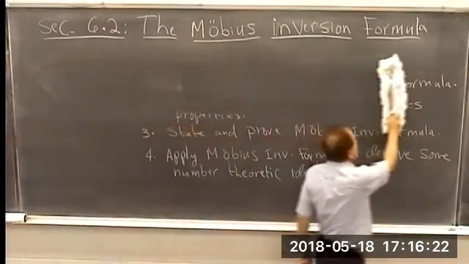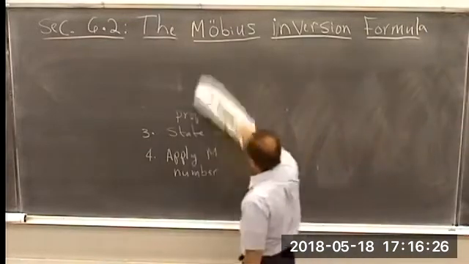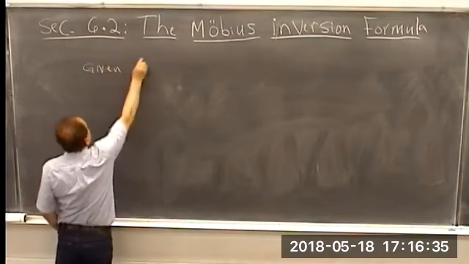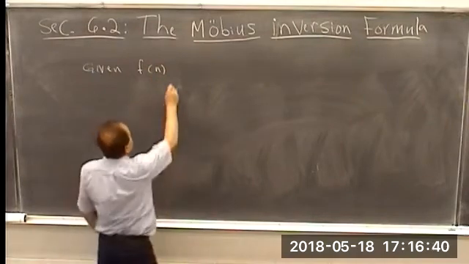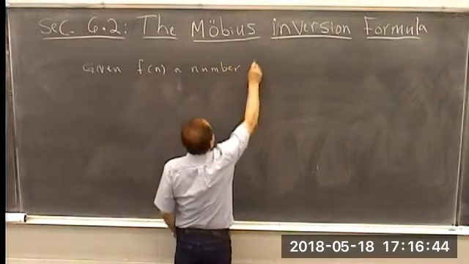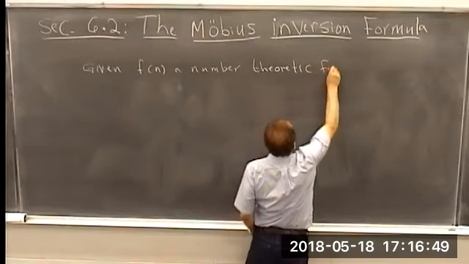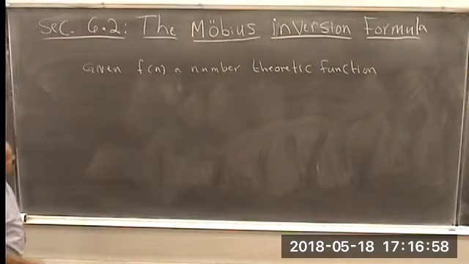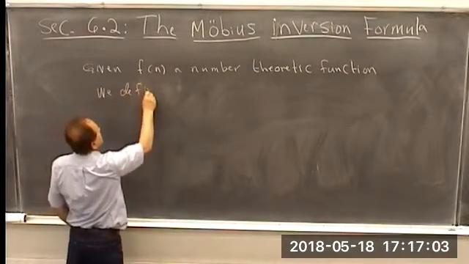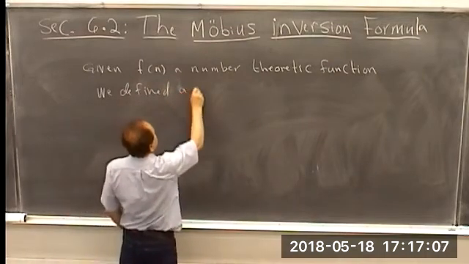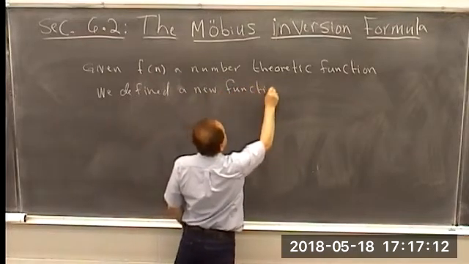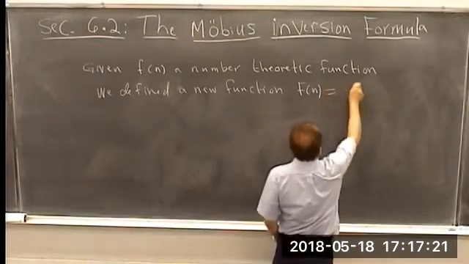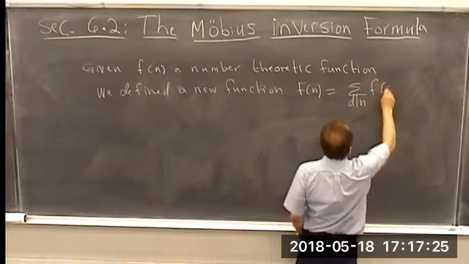Recall that if we are given an arithmetic function or a number theoretic function, f of n, that is a function whose domain is a subset of the natural numbers or integers in general, then we defined a new function capital F of n in terms of f of n by this formula. We took the sum over d that divides n of f of d.